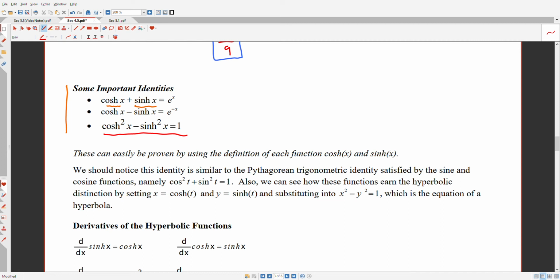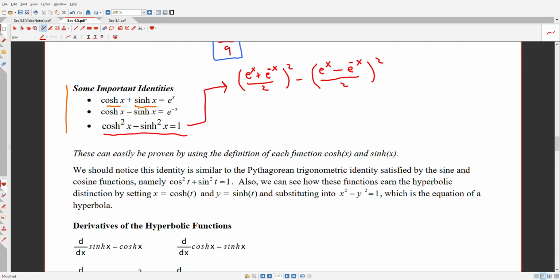So let's see why this one is true. It's really just from algebra. Cosh squared, that's (e to the x plus e to the negative x, all over 2) squared, minus, and now I'm going to write out what sinh is, (e to the x minus e to the negative x, all over 2) squared.